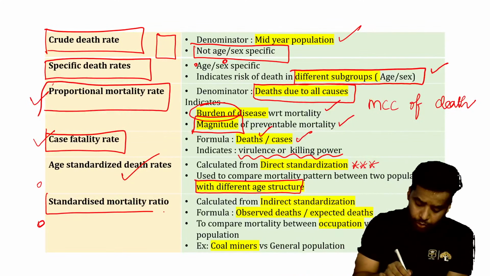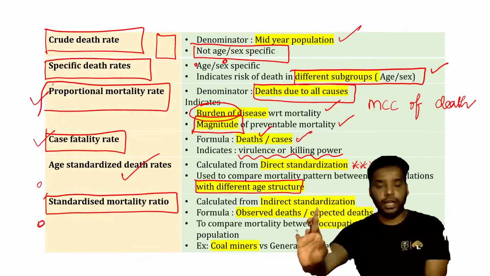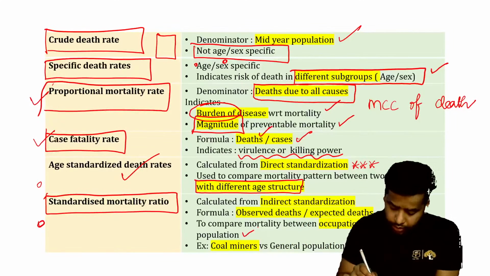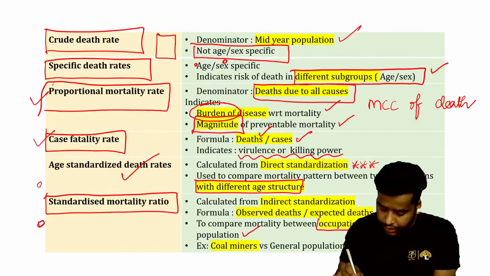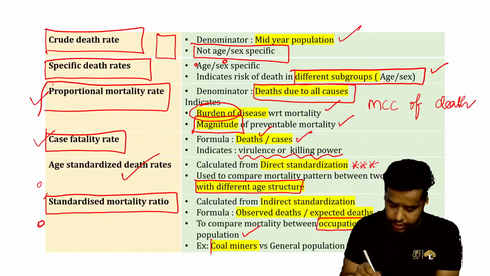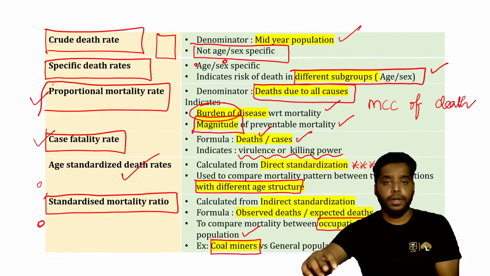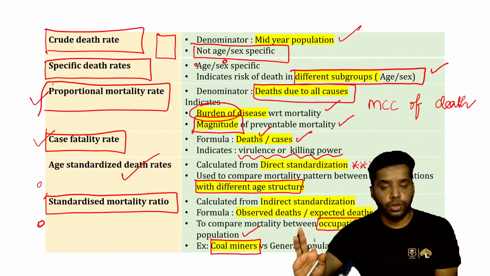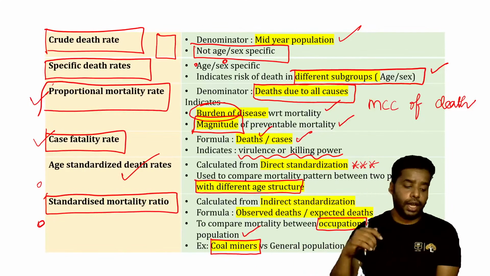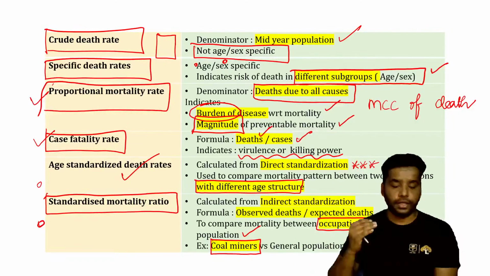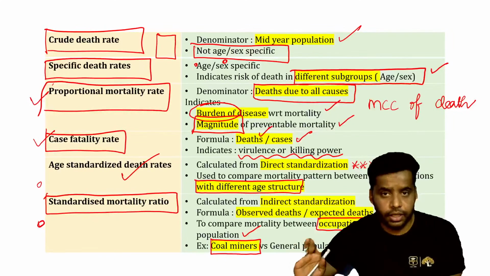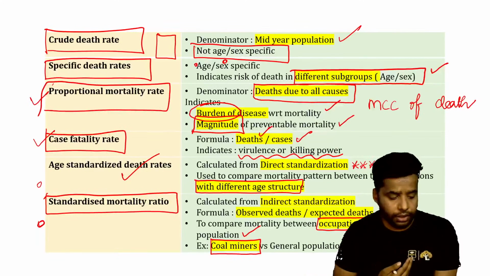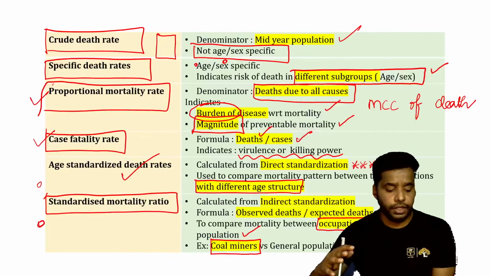Standardized mortality ratio. What is the use of this? It is used to compare the mortality pattern between an occupation and the general population. For example, working in coal mines, coal miners, asbestos workers, whether they have more risk of death or less risk of death compared to the general population. If they are dying more, we have to give incentives, we have to give proper insurance coverage for them.